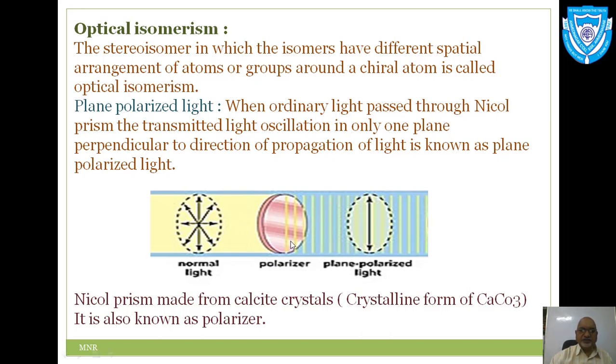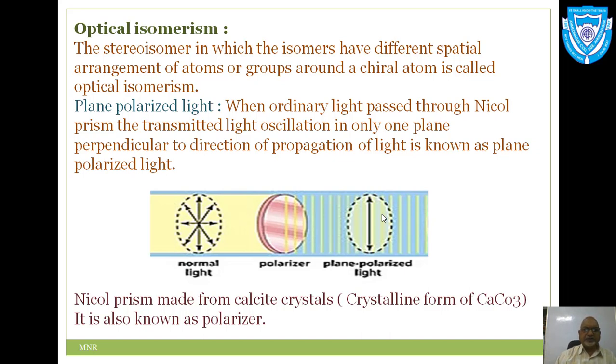and this is a polarizer. A polarizer in simple terms is a prism, and here you get plane polarized light which is perpendicular to the direction of the propagation. The direction of the light is this straight line and it is traveling, but the oscillation is perpendicular to the rays of light. So in simple terms, ordinary light passes through a Nicol prism, and the transmitted light oscillating in one plane perpendicular to the direction of propagation is known as plane polarized light.